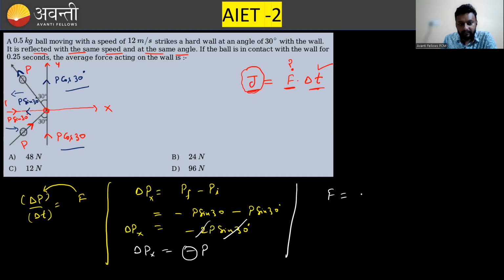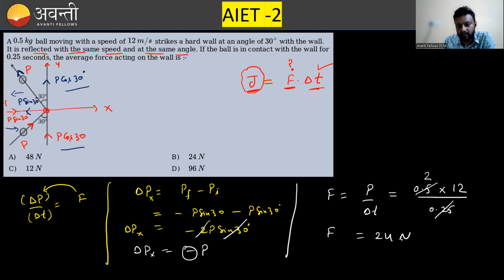F is what? Delta P by delta T, that means P over delta T. P is what? Momentum, mass into velocity. Mass is what? 0.5. Velocity is what? 12. Divided by time period, which is what? 0.25. Can you see that this is going to be 2? So force is equal to 24 Newton. This is our answer, 24 Newton. 24 Newton is option number B.